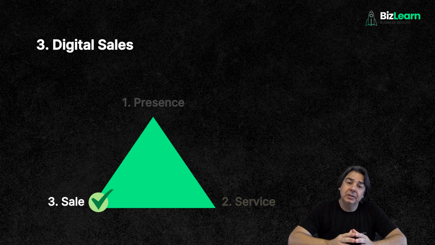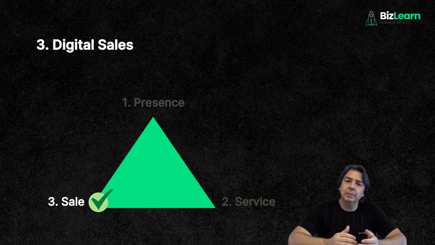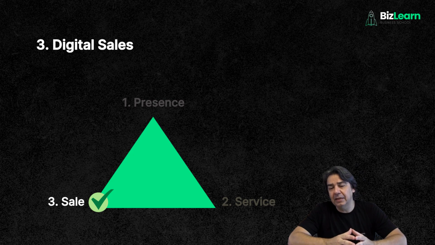The third stage is the digital sale of products or services. After establishing a solid presence and offering excellent service, the company is ready to convert this base into sales using e-commerce, marketplaces, and remarketing strategies. It is also at this stage that the company will increase its investments in paid traffic through advertisements on platforms such as Google Ads and Meta Ads, among others.